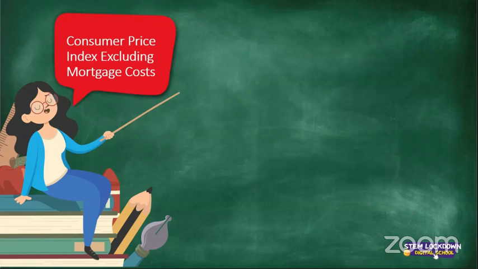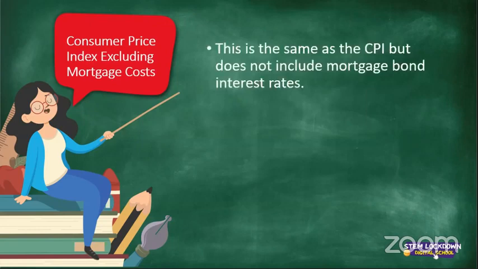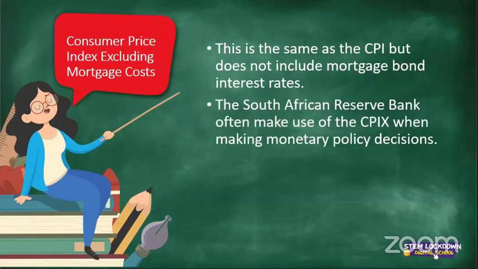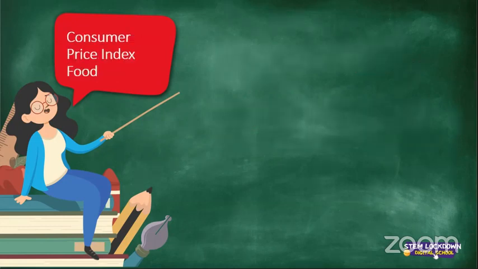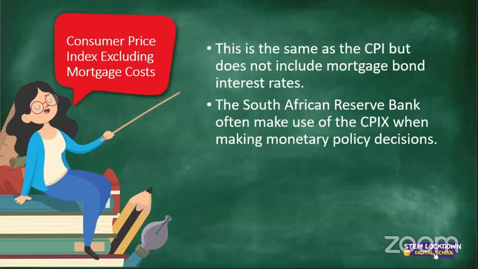Then what is the consumer price index excluding mortgage costs? This is the same as the CPI, but does not include mortgage bond interest rates. Whilst the CPI would probably include the bond rates, remember we calculated those bond rates when we were doing loans; we spent a lot of time discussing the bond in loans. So this is what they're referring to. The CPIX excludes the mortgage bond interest rate. The South African Reserve Bank often makes use of the CPIX when making monetary policy decisions. So we've seen that the CPIX is more useful to the South African Reserve Bank.